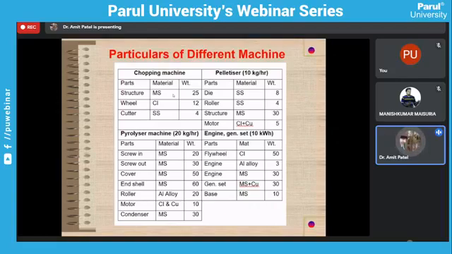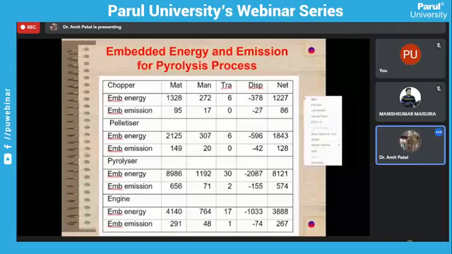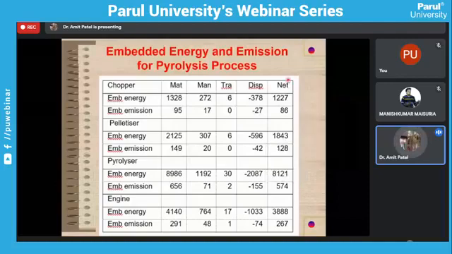Doing all this, finally I will get a list where different machines have different emissions, and I will get some net emission, right? I will list emission and energy both, but emission is what I use here in this case. So I will write down 86 as the embedded emission of the chopper. Then I will say the pelletizer also has some CO2 emitted while the machine was being made ready. This component is 128, and similarly for the engine and pyrolyzer.